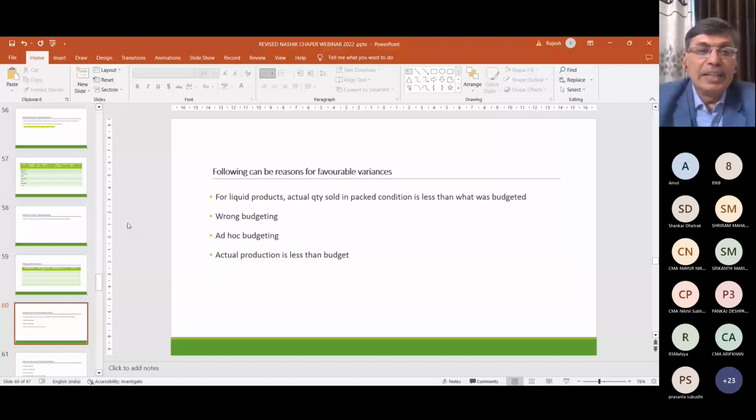Then it is a wrong budgeting, or maybe error in budgeting, or maybe actual production is less than budget. Maybe because expansion has not taken place, or maybe because of some economic condition, actual production is less than what is expected.